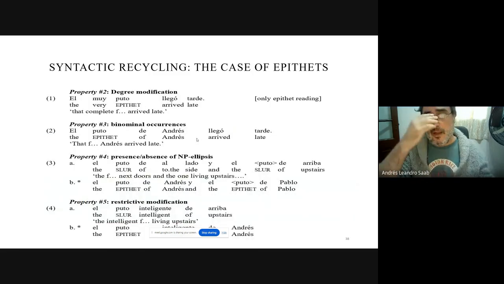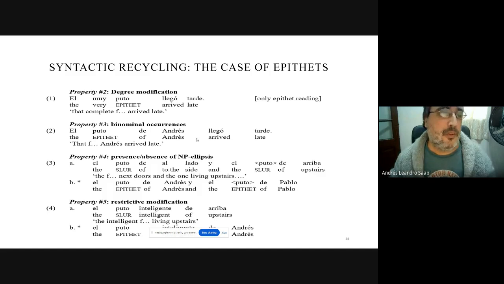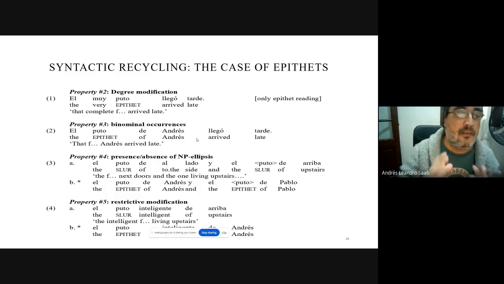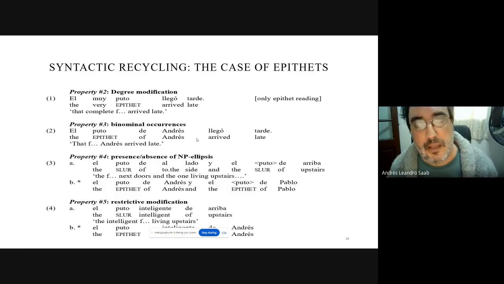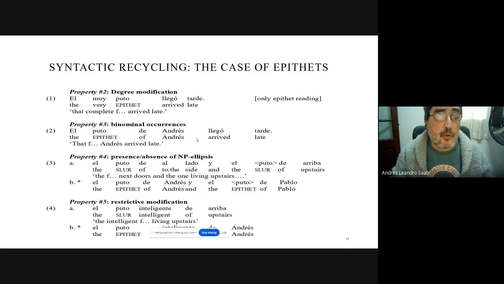For instance, only epithets allow some degree modification or intensification. You can say "el muy puto llegó tarde," the very epithet arrived late. This cannot be interpreted as a slur. Obviously, it's only an expressive. Only epithets can occur in the qualitative binomial construction, like the one we saw before. You can say "el puto de Andrés llegó tarde," that F Andrés arrived late. Okay, this is only interpreted as an epithet, not as a slur.